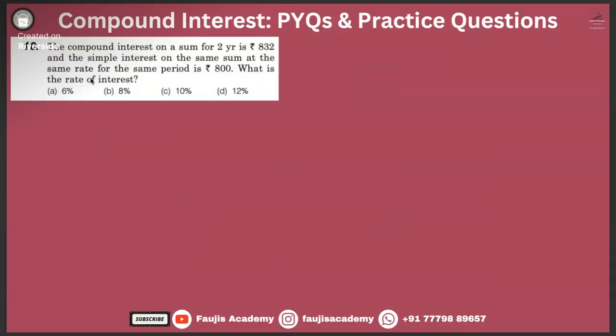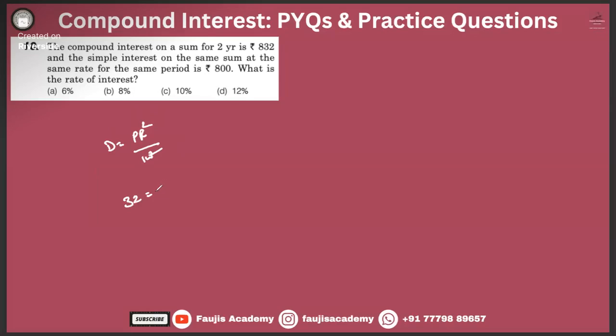The compound interest on a sum for 2 years is 832 and the simple interest on the sum at the same rate for the same period is 800. What is the rate of interest? Let's do the formula way first. D is equal to PR square by 100 square. D is how much? 32. Right. P we don't know. R also we don't know. We don't know either P or R. Both of it we don't know. Then what is the rate of interest?